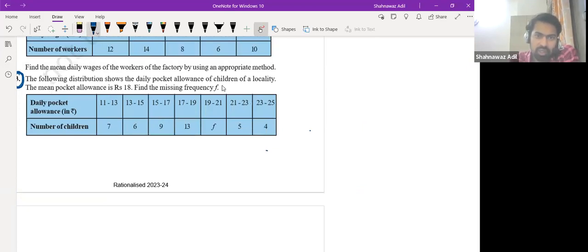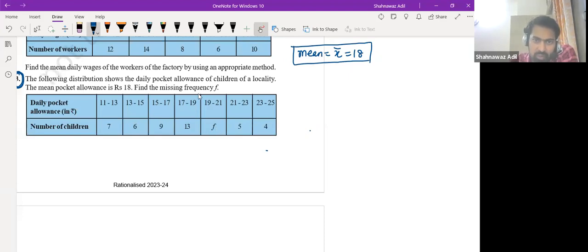It shows the daily pocket allowance of children of a locality. And then the mean pocket allowance is Rs 80. So mean is already given, right? And you have to find out this unknown frequency. Missing frequency we have to find out, right? So what we will do is that whatever.